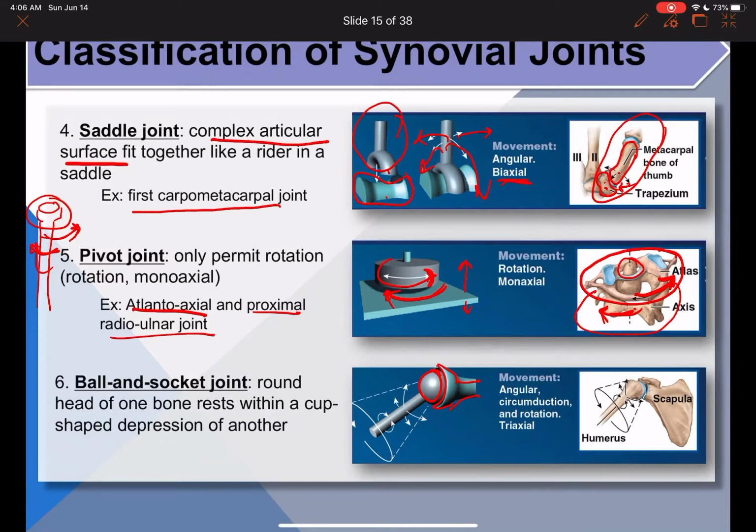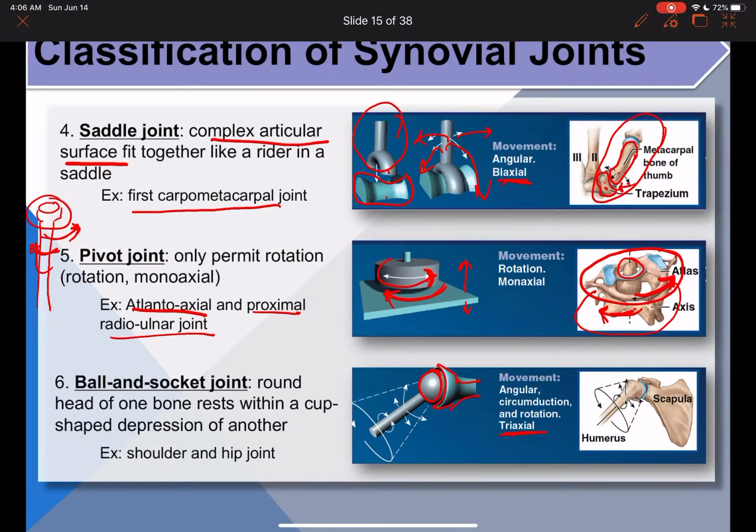Because of the shape of the articulating surfaces, this is why ball and socket joints can move along 3 axes, known as triaxial joint. It can complete angular, rotation, and even circumduction movements. Example of this joint is the shoulder and hip joint.